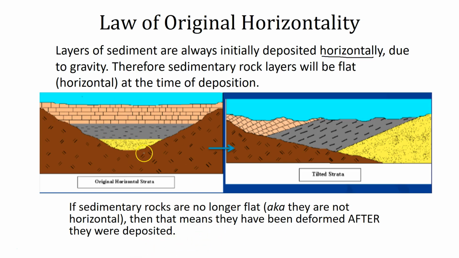So all of our rock layers start flat. If we see sedimentary rock layers that are not flat, that tells us that something has come in and displaced them and caused them to no longer be horizontal.